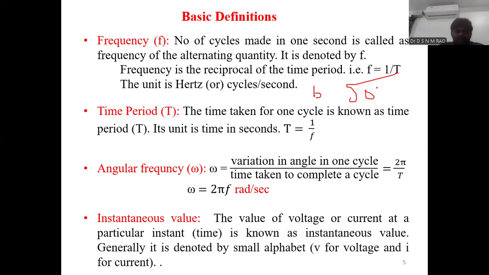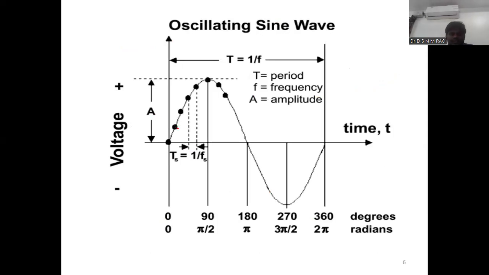Next one, instantaneous value. The value of voltage or current at a particular instant of time is nothing but instantaneous value. The instantaneous values are represented with a small alphabet. Here we can observe the instantaneous values: i1, i2, i3, i4 and so on. This is the instantaneous value of voltage or current at this particular instant. Similarly, these are the instantaneous values. So instantaneous values are represented with small alphabets.